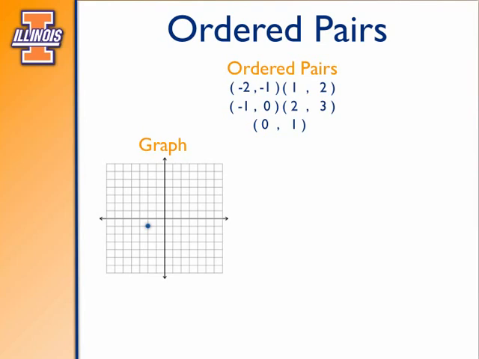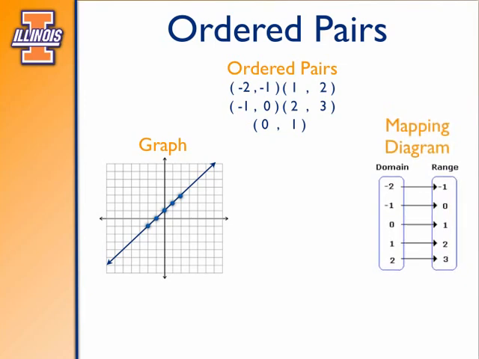I take my first point, -2, -1, and graph it. -1, 0, 0, 1, 1, 2, and 2, 3. Now I have enough points to create a line. So I connect all the points with a line, I draw an arrow on either side to show me that this line goes on forever, and I'm done.